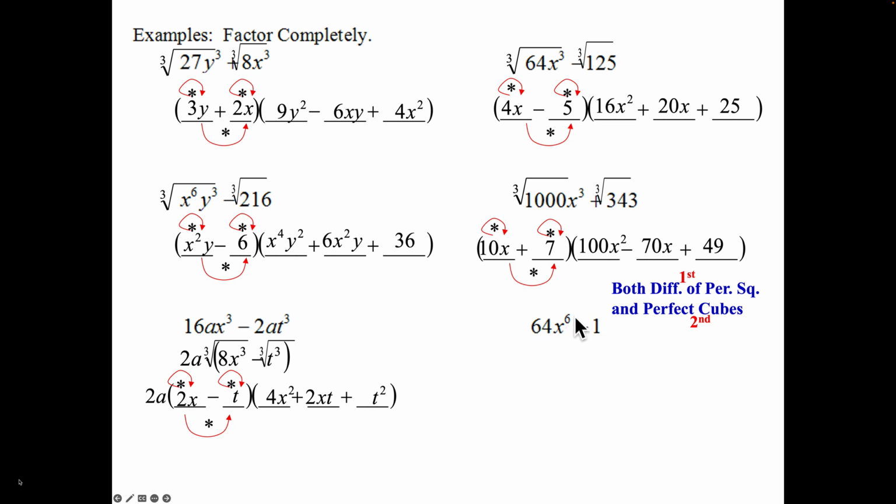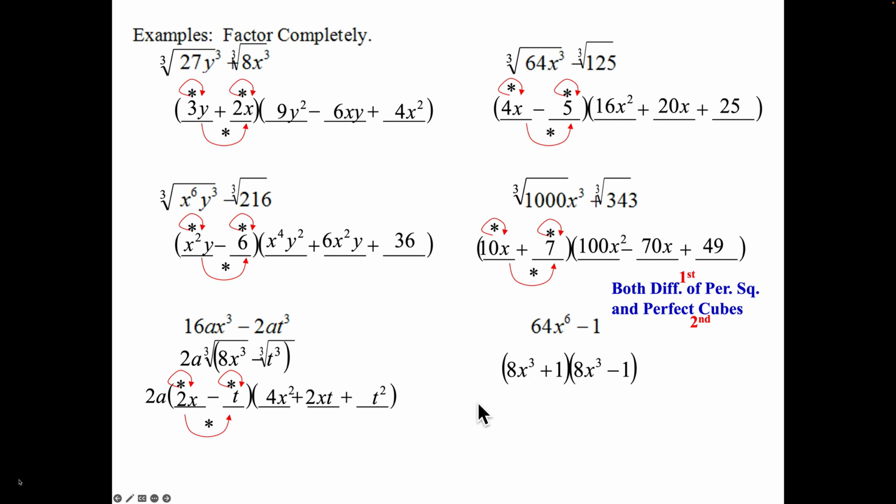Watch for x to the 6th with a 64, hit the brakes. So this is going to be a plus and a minus. 8x cubed plus 1, 8x cubed minus 1. The square root of 64 is 8. The square root of x to the 6th is x cubed. Square root of 1 is 1. 1 plus, 1 minus. Now, each of these binomials is a perfect cube.